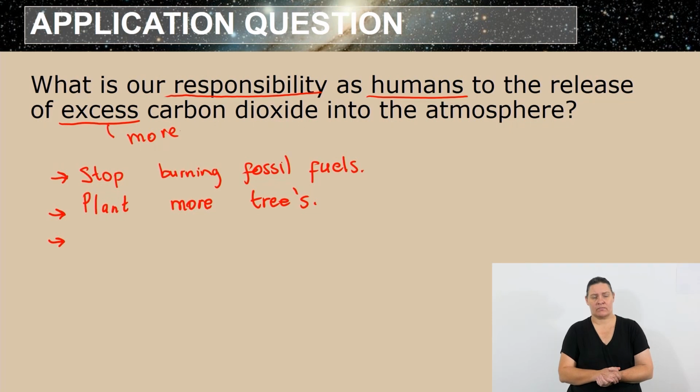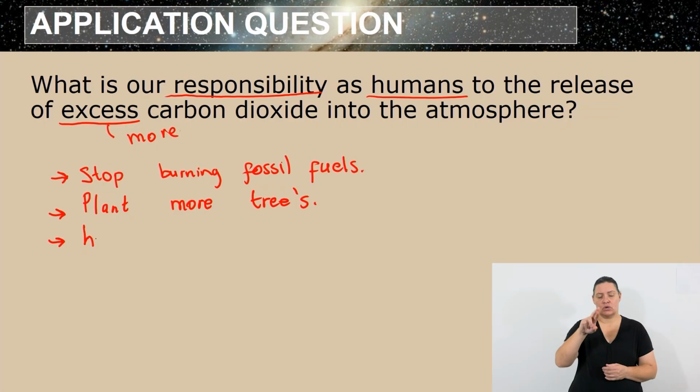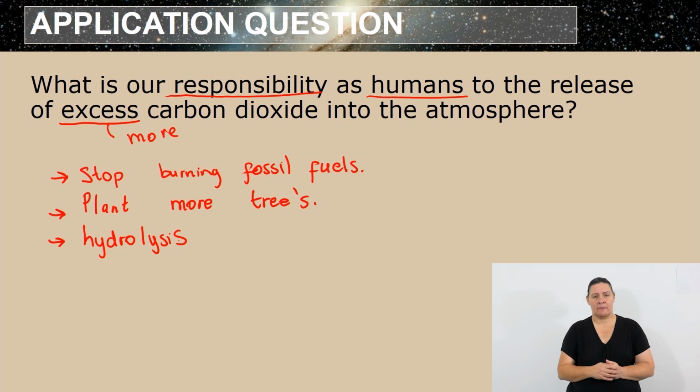Instead of generating electricity by burning coal, we can also invest as a country in using hydro power, where we use water to generate electricity, and that could stop the burning of fossil fuels. Okay. I hope that made sense in answering our responsibility as human beings to the release of excess carbon dioxide in the atmosphere. We said that we can stop burning fossil fuels, we can plant more trees, and we can use another way to generate electricity by using maybe water.